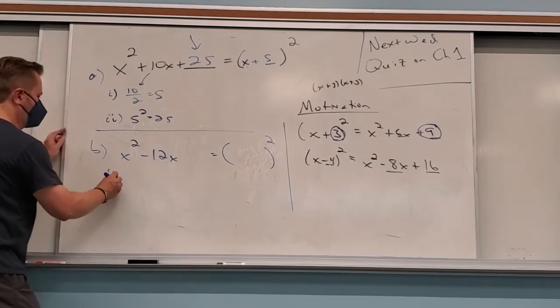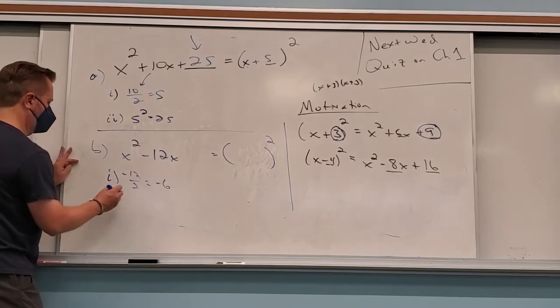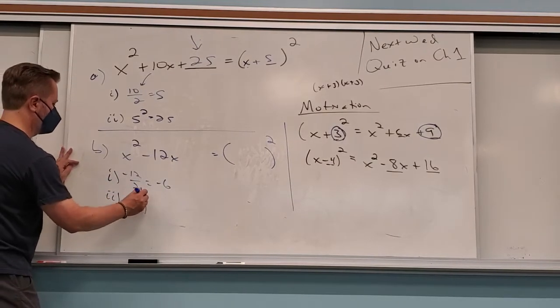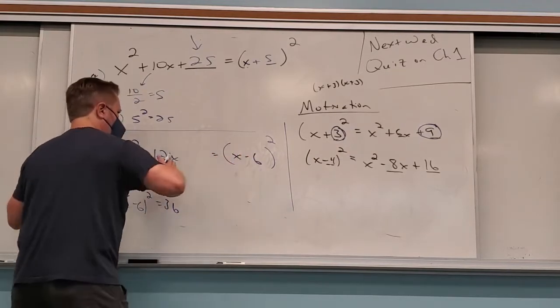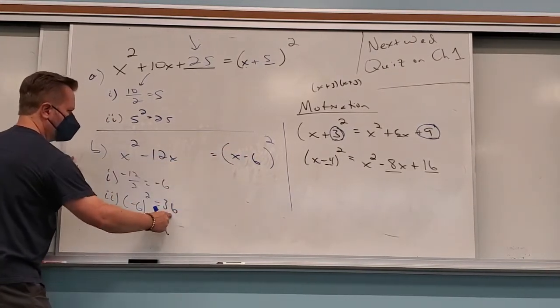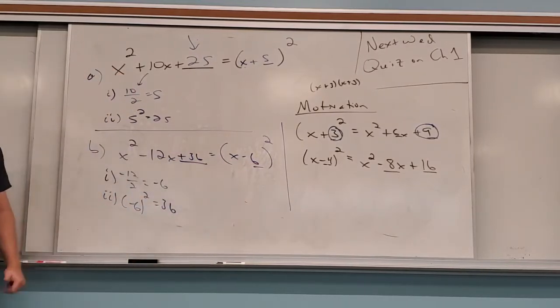So what's the first step? I take negative 12 and I cut it in half. What do you get? Negative 6. And then I take negative 6 and I square it and I get 36. So the first one tells me what that's going to look like, and this one tells me what to put here. And then you can kind of check it and it makes sense.